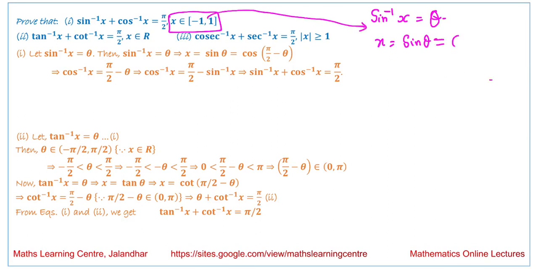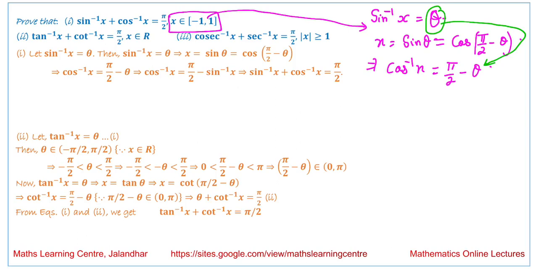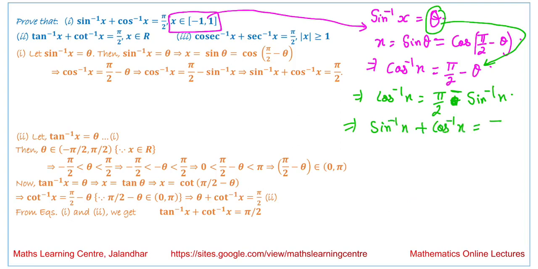So this is equal to cos of pi by 2 minus theta. So this implies that cos inverse of x is equal to pi by 2 minus theta. Now the value of theta that we have is sine inverse of x. So this implies that cos inverse of x is equal to pi by 2 minus sine inverse of x. It is not plus over here, it is minus sine inverse of x. So this implies that sine inverse x plus cos inverse x is equal to pi by 2, and this is our first result over here.